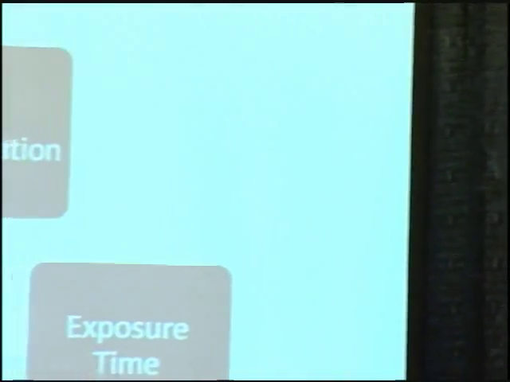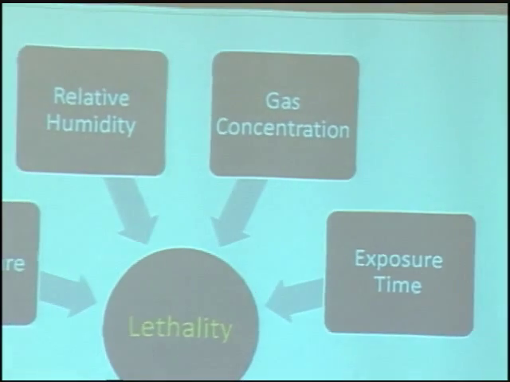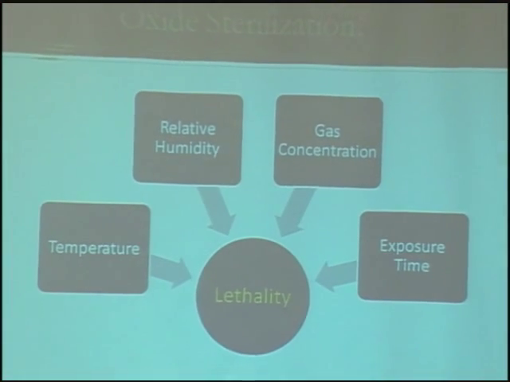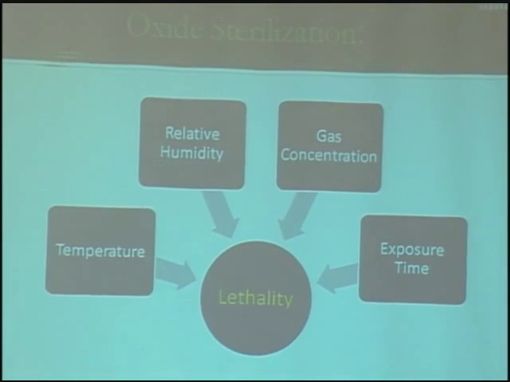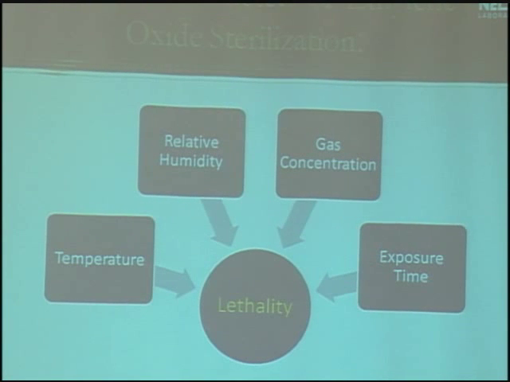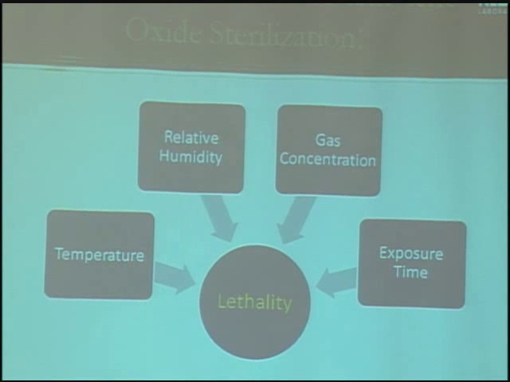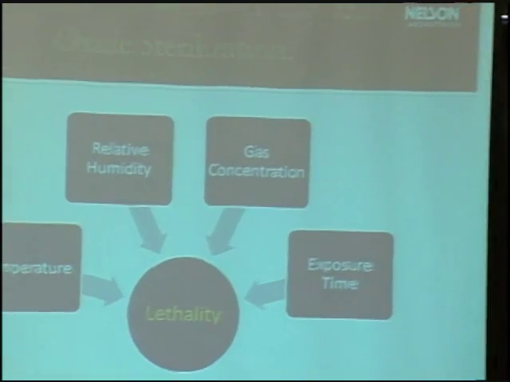If you look at ethylene oxide, there's 4 parameters that determine if you're able to sterilize effectively with that. This is one of the more complex types of sterilization. If you're looking at radiation, you just have 1 parameter, that's just the dose. Or if you look at steam sterilization, you have 2 parameters, you have temperature and time. But with ethylene oxide, you have 4 separate variables. And each one of these has to be working in conjunction with the other to have a successful cycle. So it's very closely monitored.